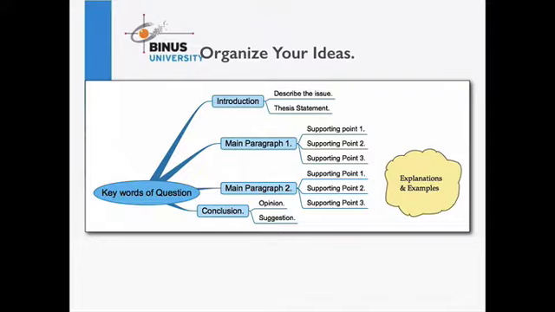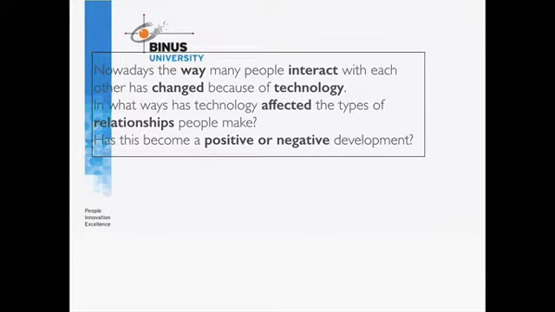Now, let's just look at how all of this might come together with the main paragraphs. So once again, we'll look at an example that I showed you earlier. Nowadays, the way many people interact with each other has changed because of technology. In what ways has technology affected the types of relationships people make? Has this become a positive or negative development? So in this particular question, you can see that you've got 2 questions. In what ways has technology affected the types of relationships people make? And then the second question is, has this become a positive or negative development?